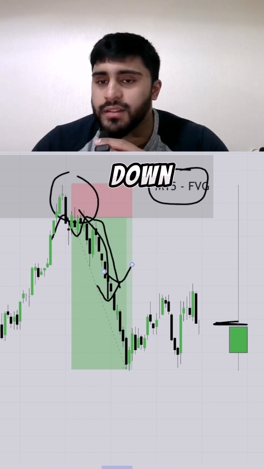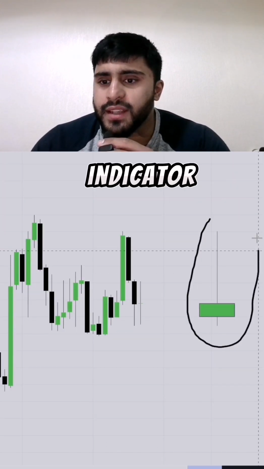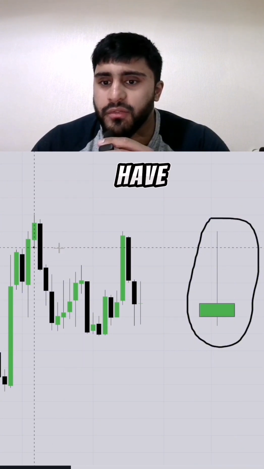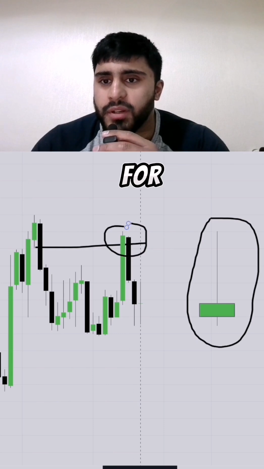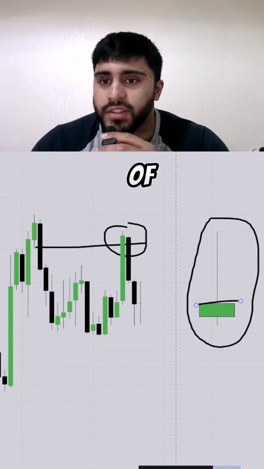Let's break this down. So first we have the power of three indicator, which you can see open, and we also have a 15-minute fair value gap resting in this region. It is from here we look for potential shorts as we are above the opening of this candle.